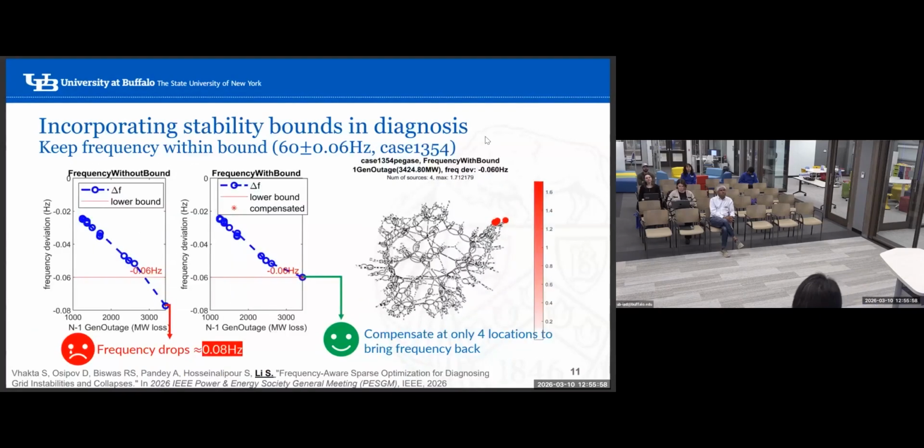And this also applies to very large-scale systems where we can simulate a lot of scenarios. You can see this particular scenario has the frequency dropping below our threshold. On the right, we do a sparse optimization and set our frequency bound. Then we recognize 4 compensations made on this very large system, and that can bring the frequency back within the threshold. So again, the compensation is sparse and interpretable.